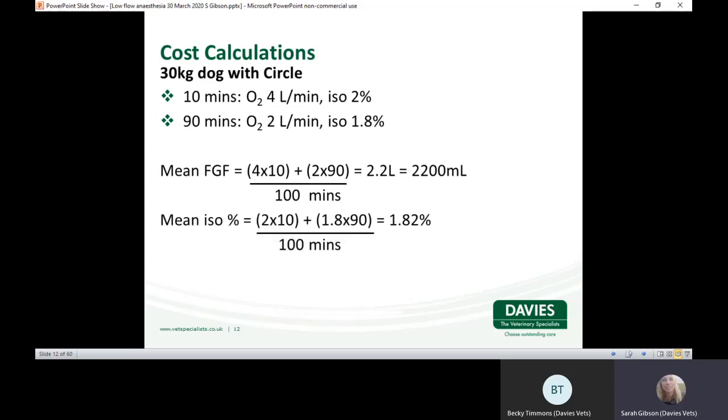So we calculate the mean isoflurane percentage in a similar way. That's 10 minutes at 2% plus 90 minutes at 1.8% divided by the total of 100 minutes, and that gives a mean isoflurane of 1.82%. So you can put all the numbers into the equation and it shows that we used 20.5 millilitres of sevoflurane for the anaesthetic.